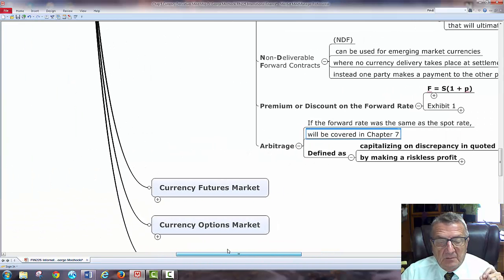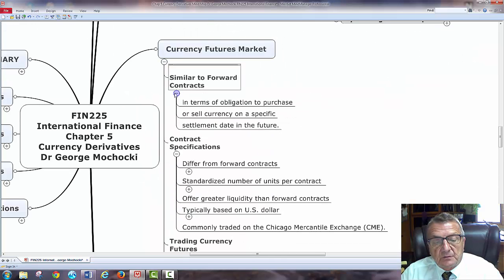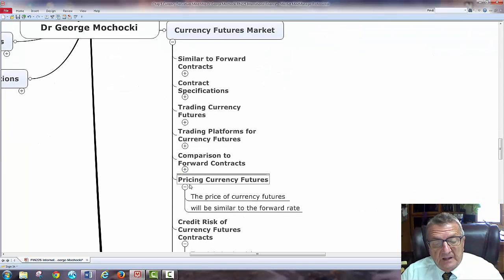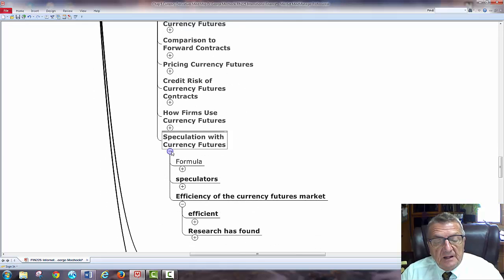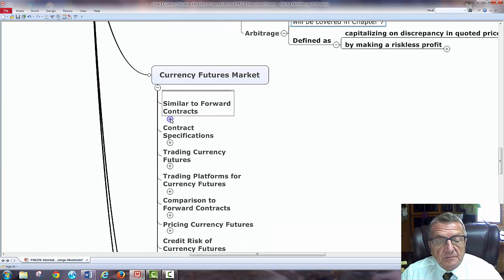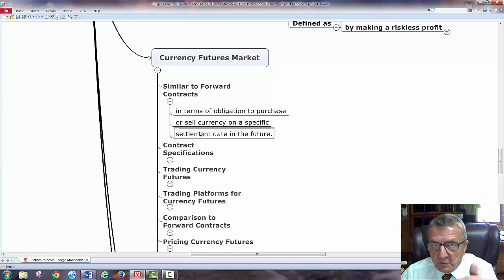Okay. Now, currency futures market. Oops, let me just close all these off here. Remember, you could always look at this, you stop it. I just want to go through all of this. And some of you, when you're studying, you know, there's a lot of information I have here. Okay, so if I'm looking at this, it's similar to a forward contract, in terms of an obligation to purchase, remember, forward is something in the future, or sell currency at a specific settlement date in the future. You always have what is the contract, what's my rate, and it's always in the future. What's the date in the future?